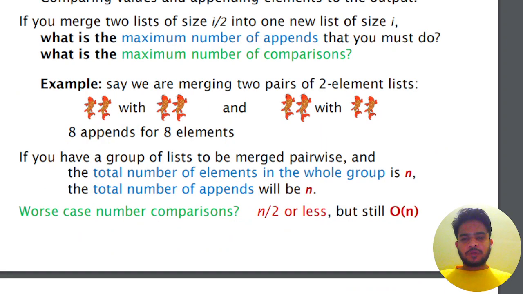If you have a group of lists to be merged pairwise and the total number of elements in the whole group is n, the total number of appends will be n. The worst case number of comparisons is n/2 or less, but still O(n) will be the time complexity.